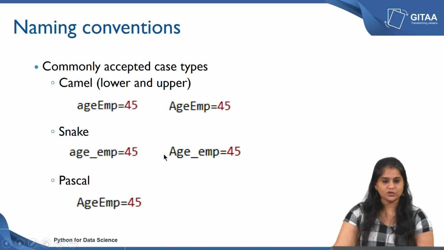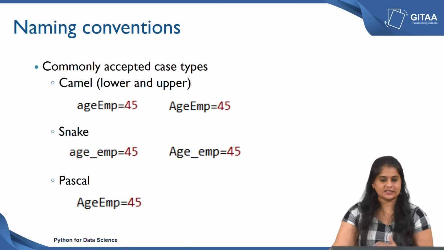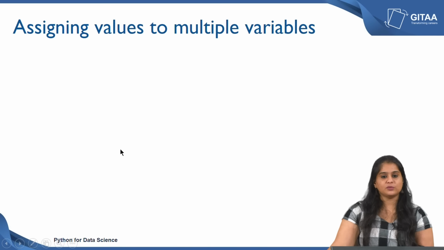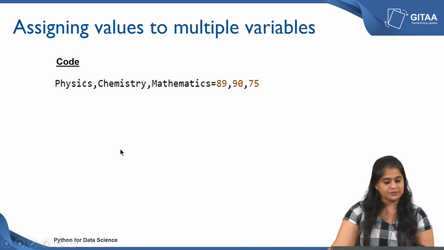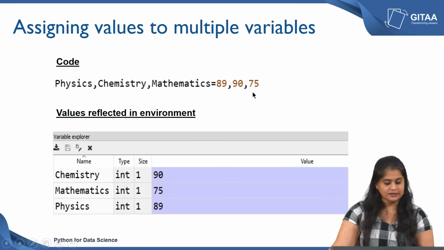The compiler is not going to throw an error if you name the variables differently, but these are conventions that are in books and are accepted. However, there are other case types which use a hyphen, but those case types will not be allowed in Python. If you want to assign multiple values to variables, you can create all the variables at once and sequentially assign the values. If you run this command, you will see that the values of the variables chemistry, mathematics and physics have been assigned accordingly.